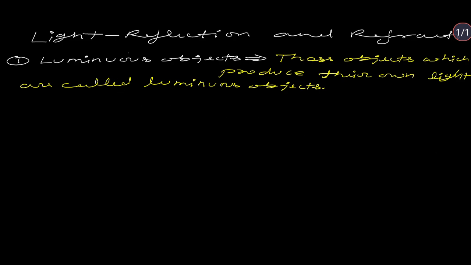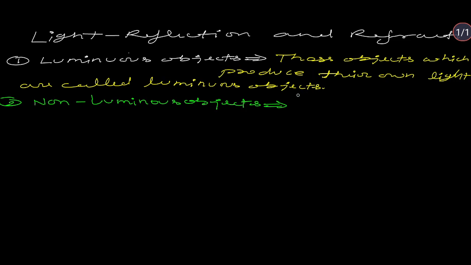Then we discuss the non-luminous object. The second is the non-luminous object, so firstly we define it. We define this non-luminous object as the opposite of the luminous object, so we get the definition of the non-luminous object.